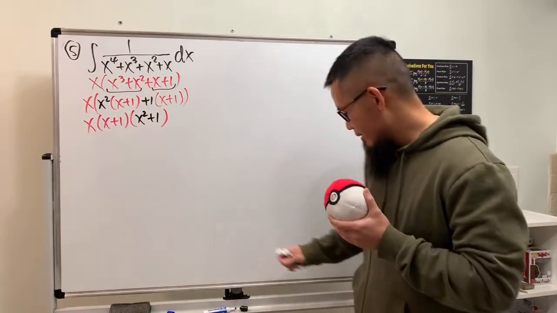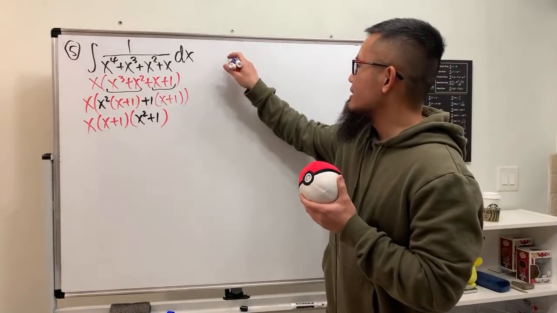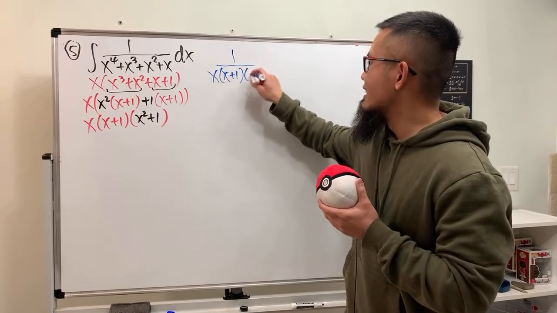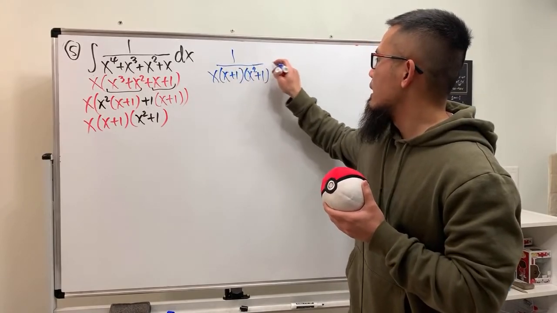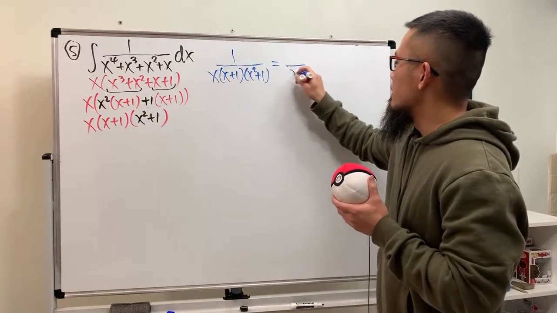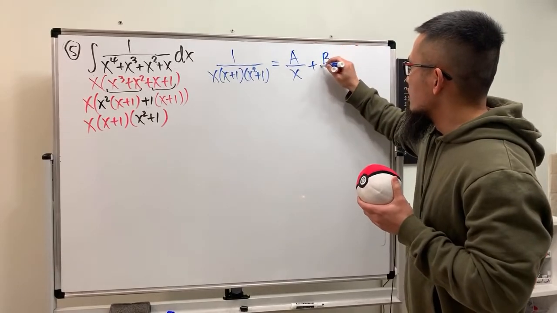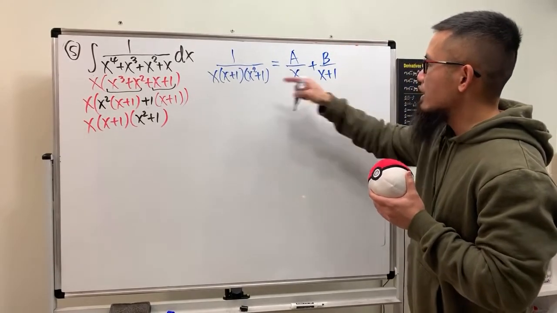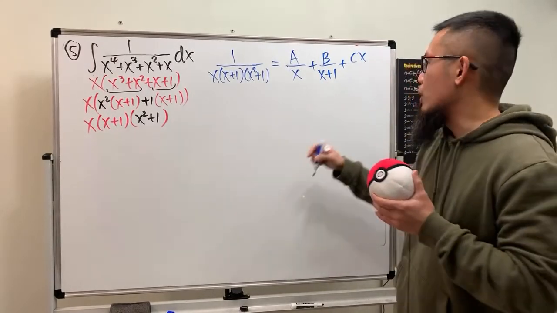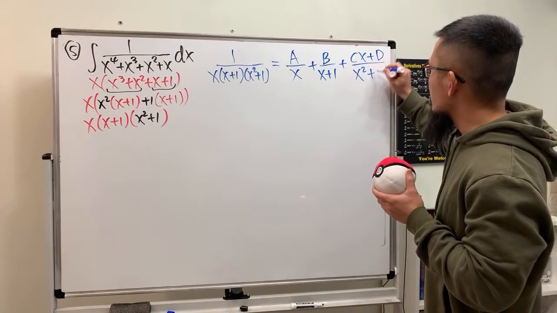So again, partial fraction time, do it on the side and do it in blue, of course. Ladies and gentlemen, here we have 1 over x plus 1, x squared plus 1. All right, the first one is just x on the bottom. So we have some numbers, so let's put down A. Next, we have some constant over x plus 1. And lastly, we have a linear term because this is an irreducible quadratic. So Cx plus D over x squared plus 1.